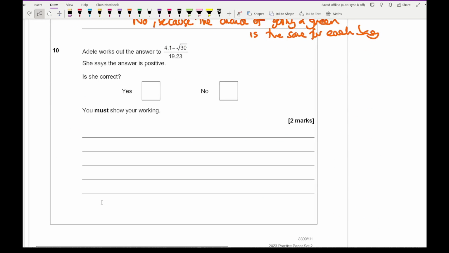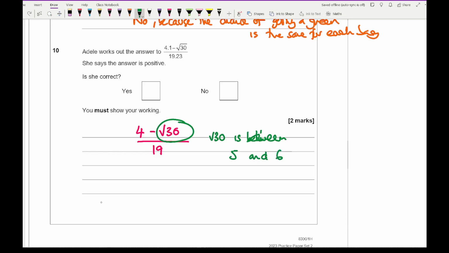For question 10, it says Adele works out the answer to (4.1 minus root 30) over 19.23 and says the answer is positive. Is she correct? Well, let's have a look. So from this, if we estimate the answer, we get (4 minus root 30) over 19. Now, if we look at root 30, looking at the two square numbers on either side of 30, it's going to be between 5 and 6.